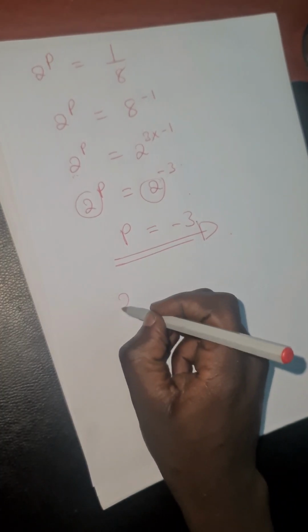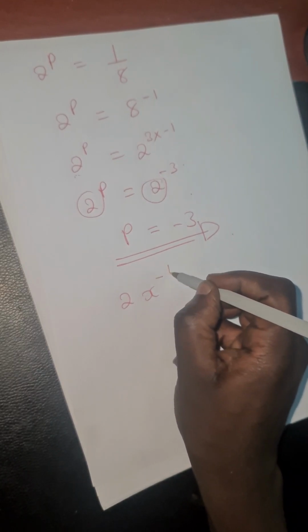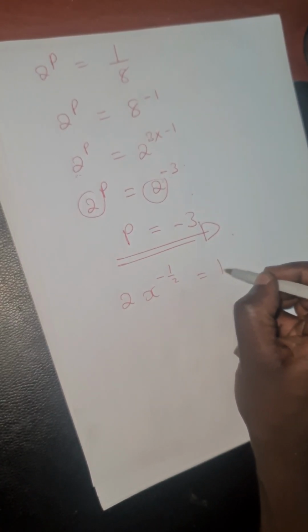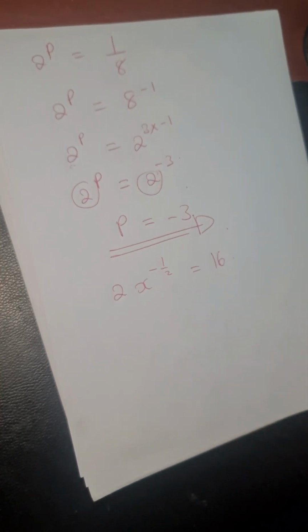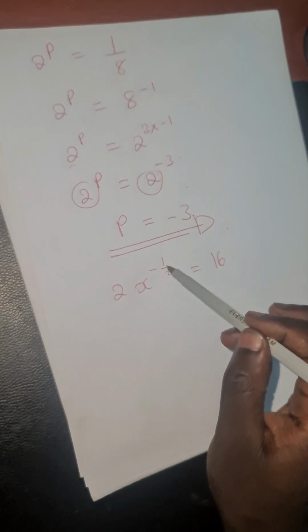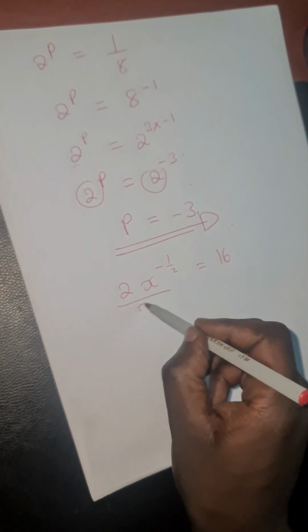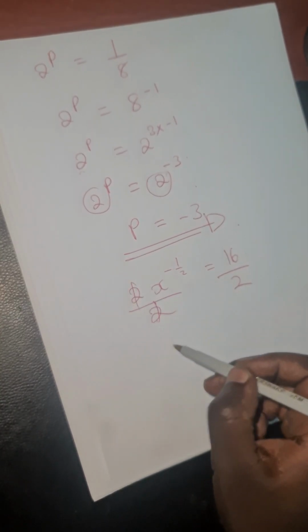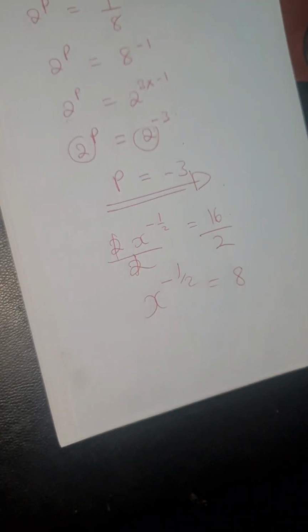All right, so let's say we have x to the power minus 1 over 2 is equal to, let's say, 16, something like this, right? So how are we going to work this one out now? First of all, we can't use this power here and the 2 here. If we have 2, we're going to divide by 2 both sides, so that we'll be left with x to the power minus half is equal to 8, something like that, right?